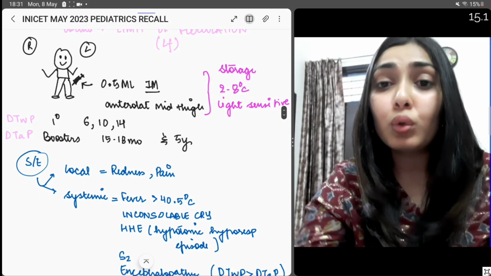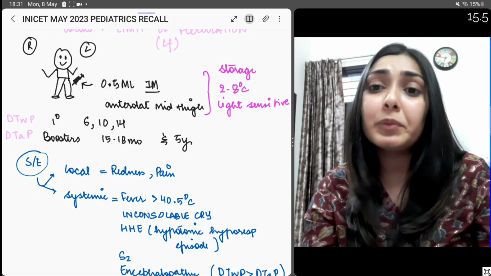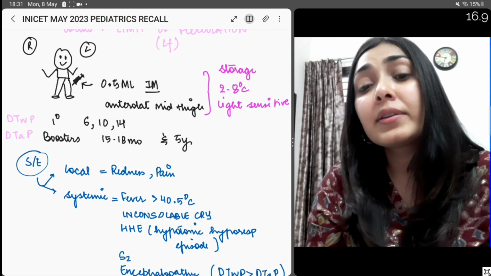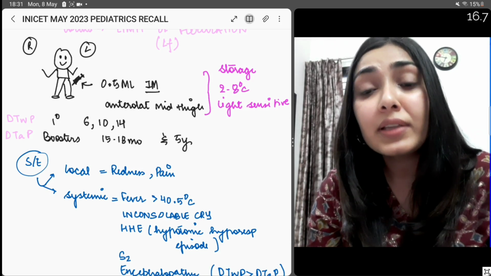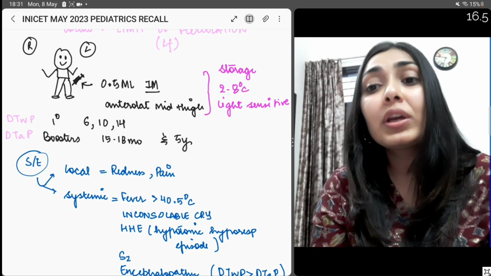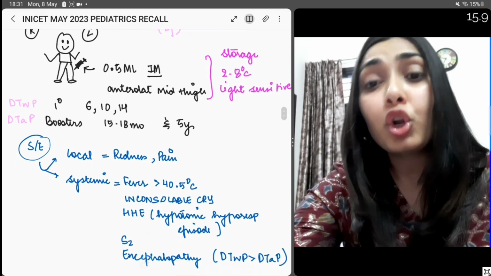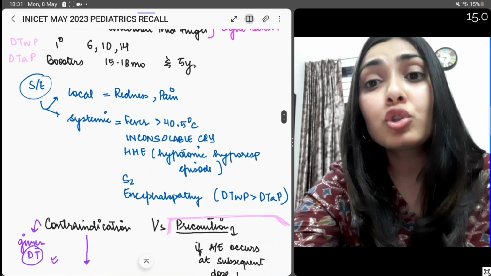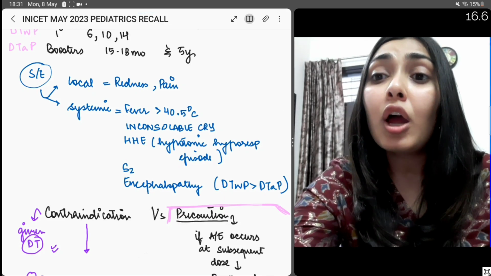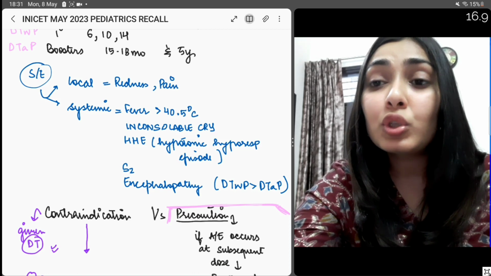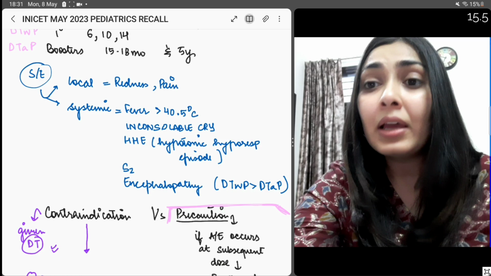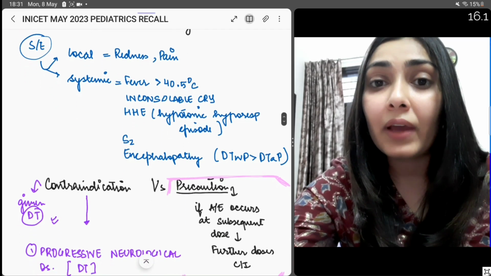The important side effects are local and systemic side effects. Local would be redness and pain at the site of injection. The systemic side effects are hyperpyrexia, that is fever more than 40.5 degrees centigrade, and inconsolable cry. There can be HHE, that is hypotonic hyporesponsive episodes. Neurological side effects can also be seen, like seizures or encephalopathy. It is important to note here that these neurological side effects are mostly with the whole cell pertussis component, right? They're more with the whole cell pertussis vaccine rather than the acellular pertussis vaccine.